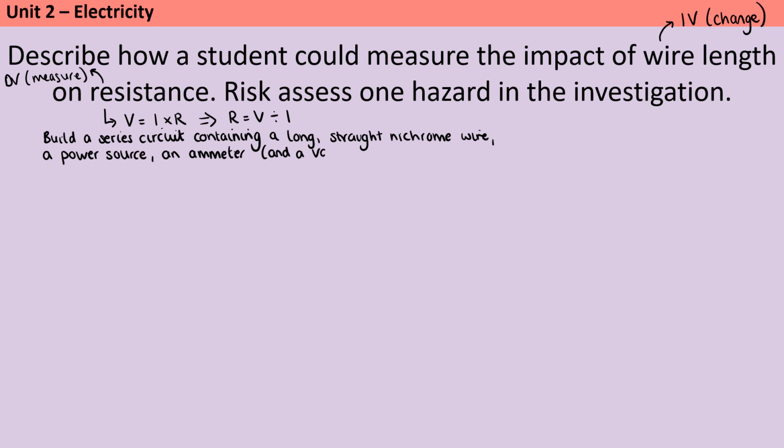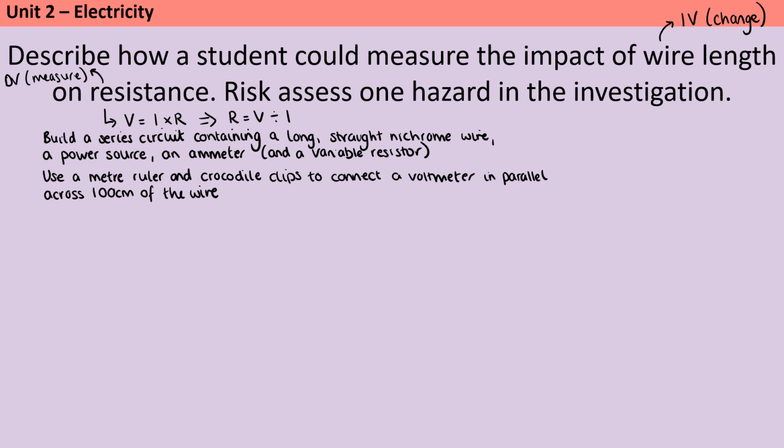So first off, we need to build a circuit. You build a series circuit that contains the wire that we're going to measure the resistance of, and also a power source. That could be a battery pack, it could be a power pack, and an ammeter. Now you may have also included in there a variable resistor. I don't actually know any schools where they do, but this is how the exam board recommends doing it. So it's probable that you've seen that in a textbook or a revision guide, and you may have written about it.